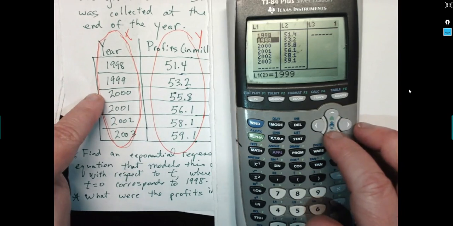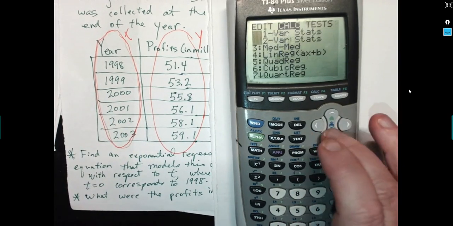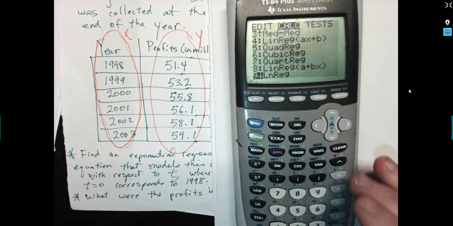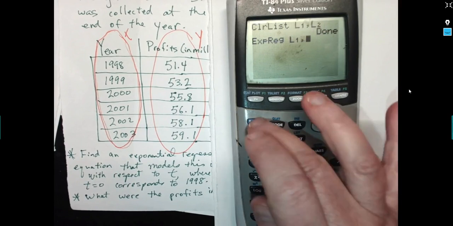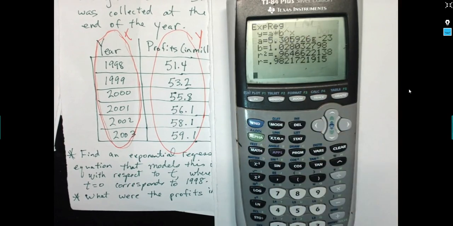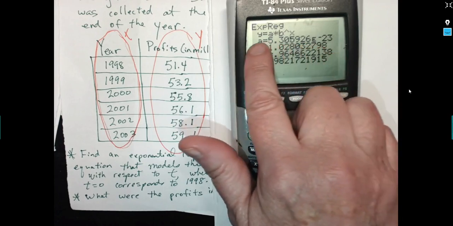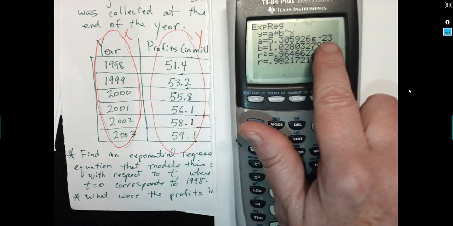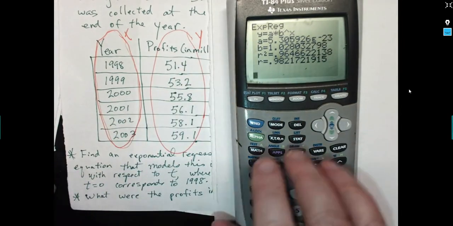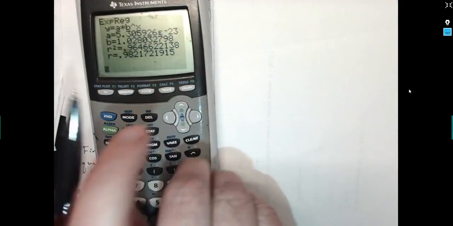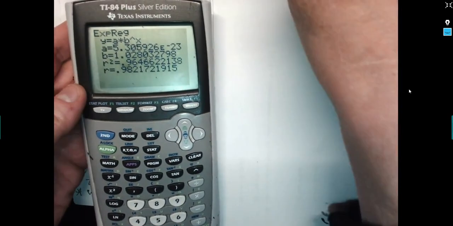Okay, in 1998. Okay. Press Stat, go to Calc, scroll all the way down till we get to Exponential Regression with List 1 and List 2. Okay, look at that. Do you know what that number is? Well, that number, e to the minus 23, means that you have to write down 23 zeros.